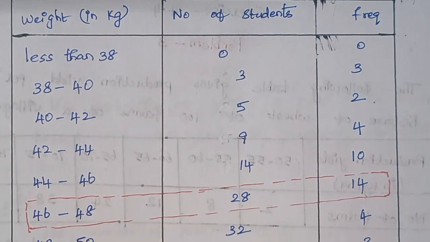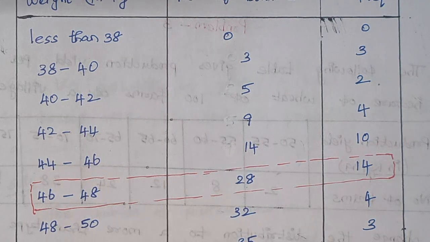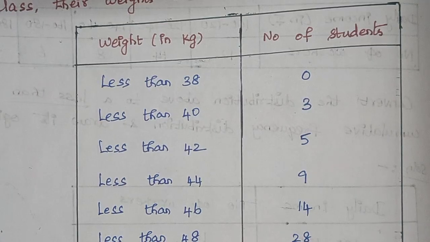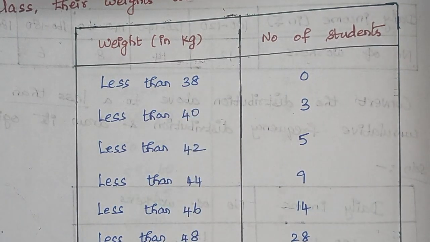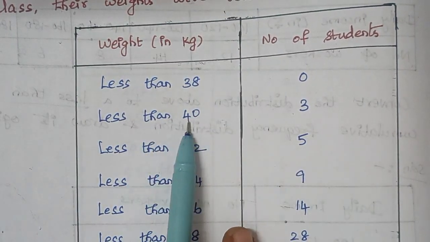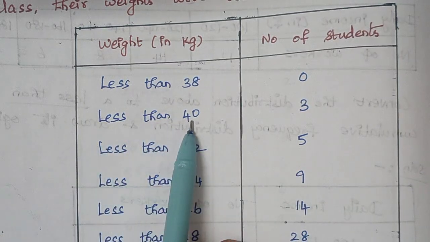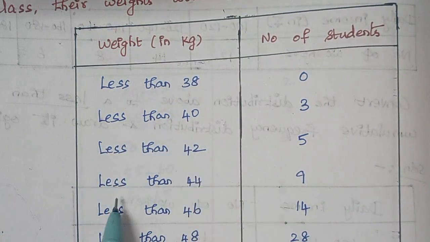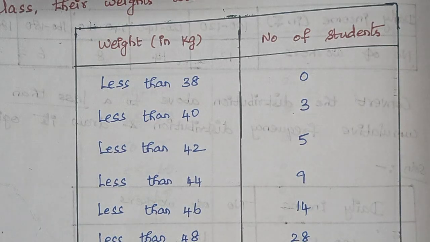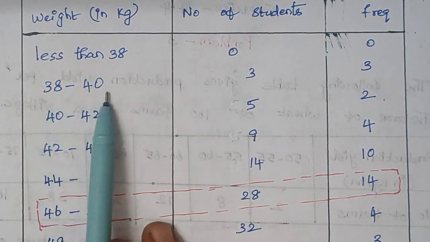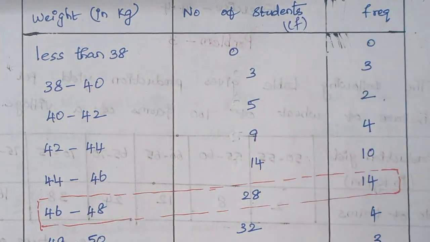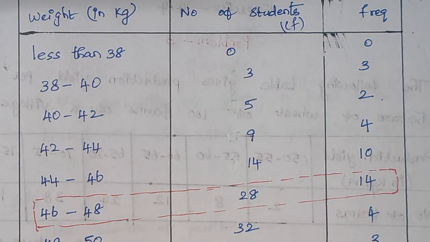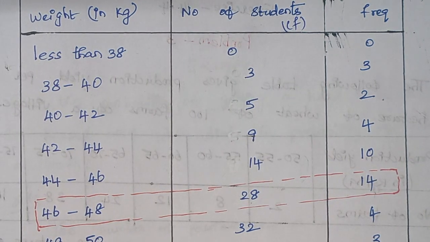For this, I have framed the intervals. When you look back at the problem, the first value is less than 38. So I wrote the same thing, and the next is less than 40. So the limit changes as 38 to 40, then 40 to 42, and 42 to 44, just like that. So the interval becomes like this. The given data are cumulative frequencies, but we have to find the frequencies. So here we are calculating frequencies from the cumulative frequency.